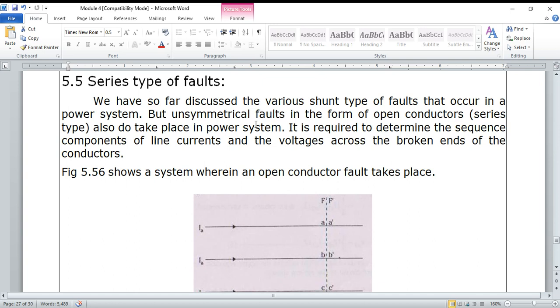Under series type of faults, there are three types in a power system: one conductor open fault, two conductor open fault, and three conductor open fault. Out of these, the last one, the three conductor open fault, is not at all a fault itself, since all the three lines are open. Now here, figure 5.56 shows a system wherein open conductor faults take place.